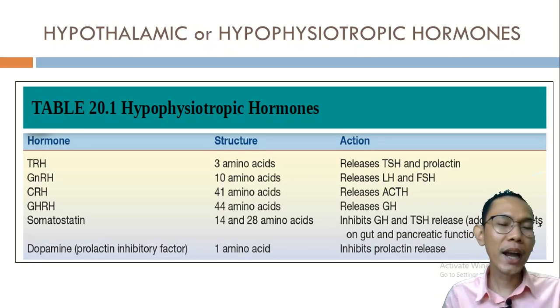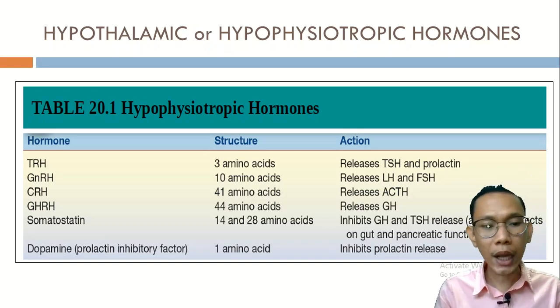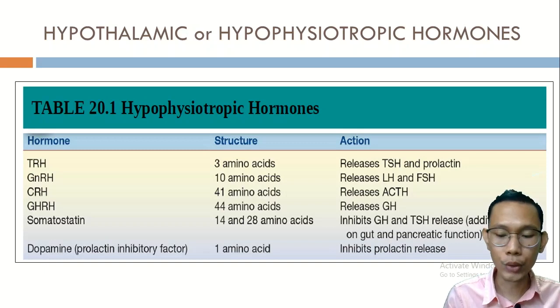I hope it's clear. Your dopamine has several functions, but for us, endocrine system tayo, so our main focus here is more of prolactin inhibitory factor as a factor that inhibits your prolactin. I hope that's clear. That's your hypophysiotropic hormones.